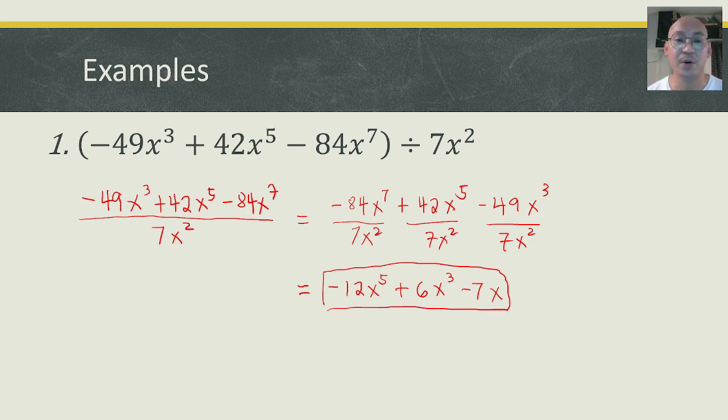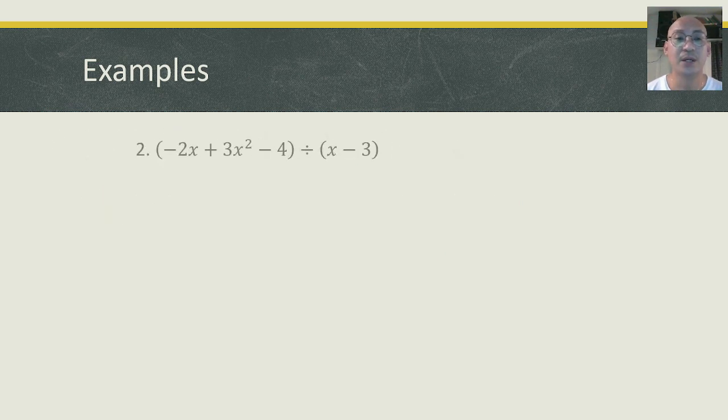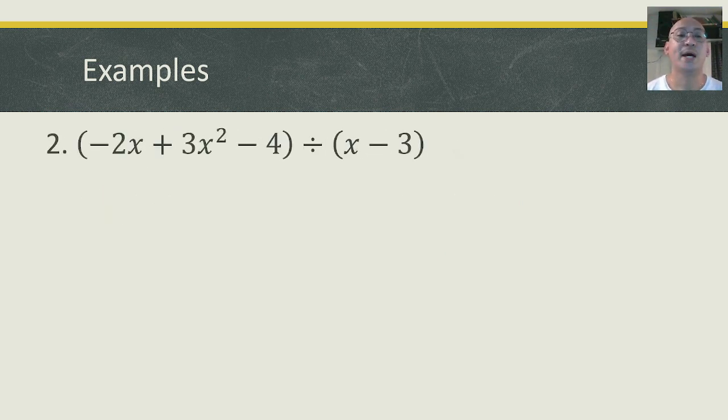That is how simple it is to divide a polynomial by a single term polynomial or a monomial. But how about if we are to divide number 2? Negative 2x plus 3x squared minus 4 divided by x minus 3. So we need to observe now that the divisor that we have is a binomial. Once we have this type of divisor, we need to recall first the way on how we divide a single number.